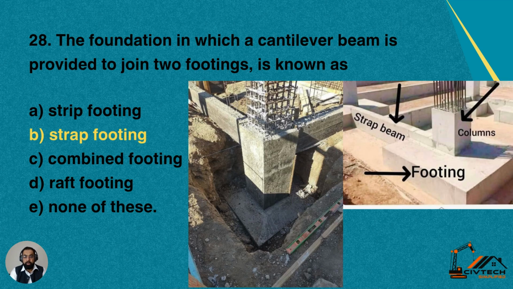You can see in the bottom layer here, it is the footing, and then in the middle of the footing, it is a column. So in between two columns and the footings, there is a beam, and that beam is called a strap beam. So this footing is also called a strap footing, in which two columns or foundations have been joined with the help of a cantilever beam. So that type of foundation is called strap footing. So option B is correct for this question.